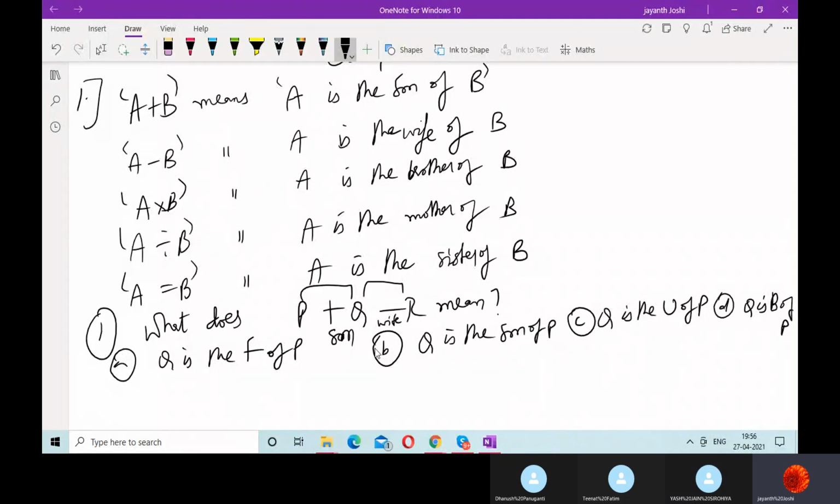Okay, then what is that then? Q is the, which can be the option? Q is the father of P. This cannot be. If P is the son of Q, and Q is the wife of R, so what is the relationship? Q is the father of P. Q minus R, A is the wife of P. P is the son. Just a second.